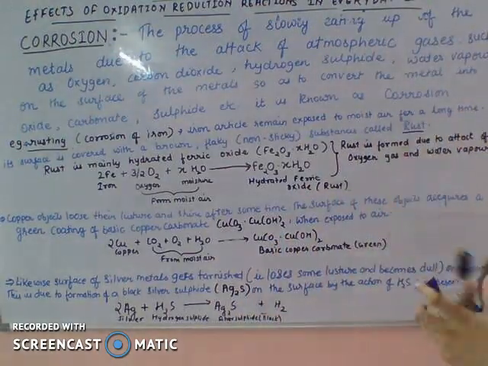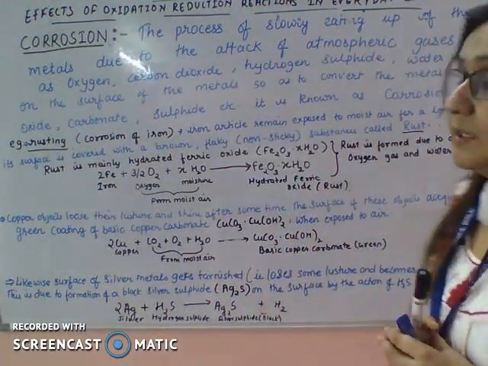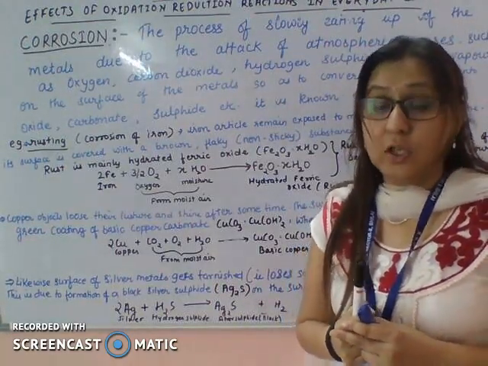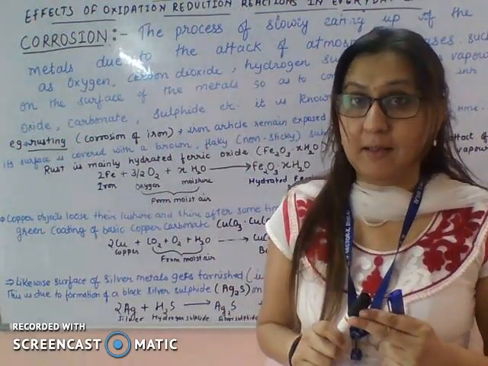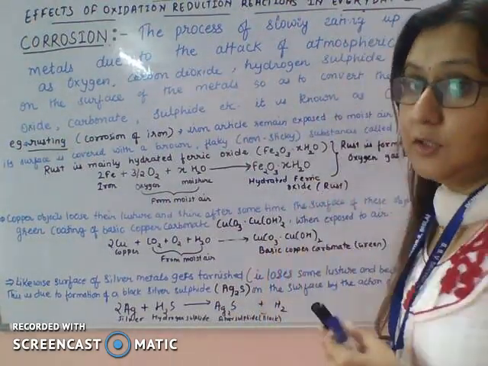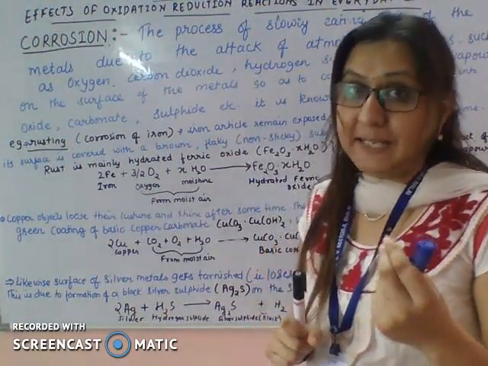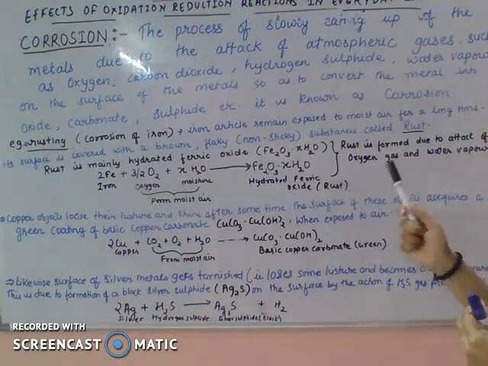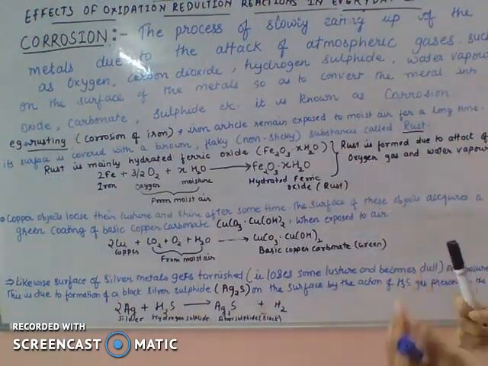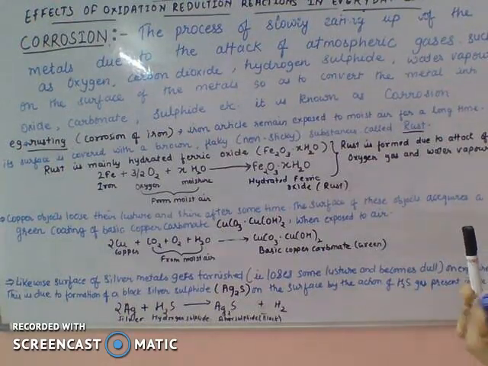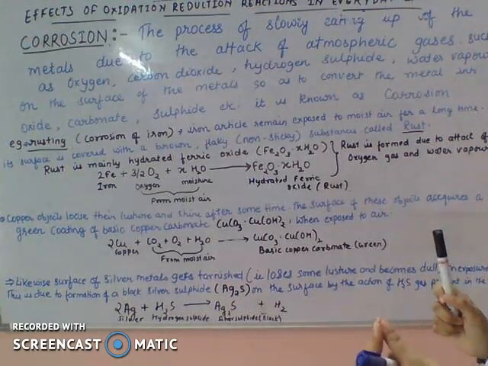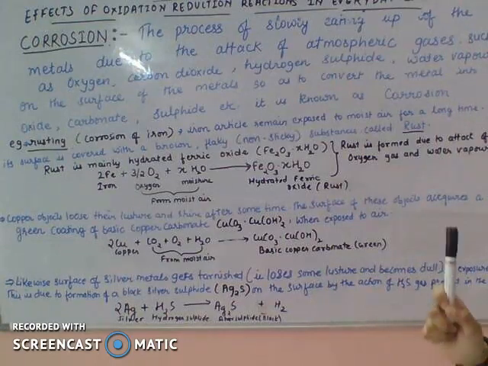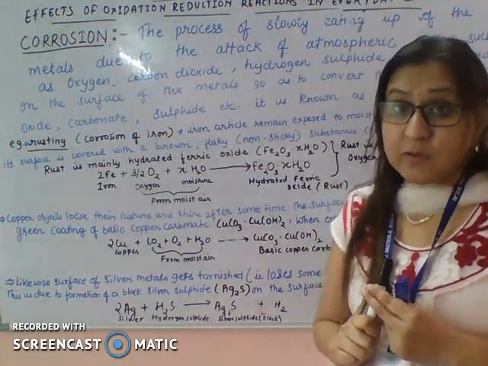Okay, so the next topic is effects of oxidation reduction reactions in everyday life, that is corrosion and rancidity. So what is corrosion? Corrosion means eating up of metal by air or water. It is used to corrode the metal. It is the process of slowly eating up of metals due to the attack of atmospheric gases such as oxygen, carbon dioxide, hydrogen sulfide, water vapor, etc. on the surface of the metal so as to convert the metal into metal oxide, metal carbonate, sulfide, etc. So this is known as corrosion.